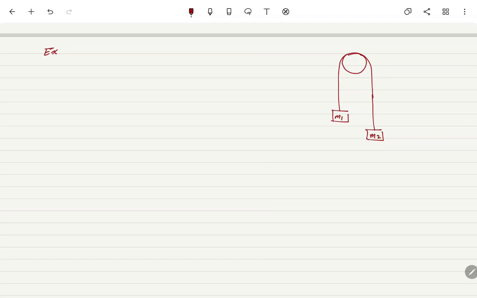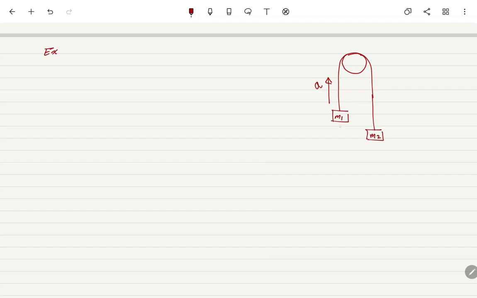Question: find the tension of the string in the Atwood machine, assuming that the rope is massless. If we assume that the system is moving this way, so the acceleration is going this way, as we can see here, we have two systems, system 1 and system 2.